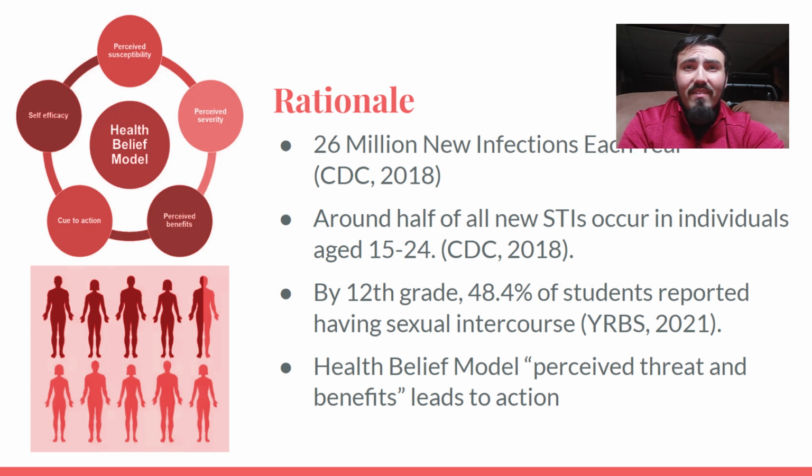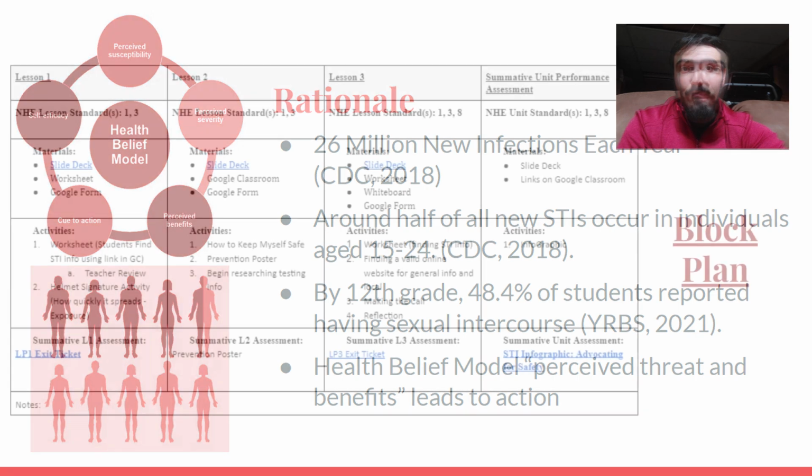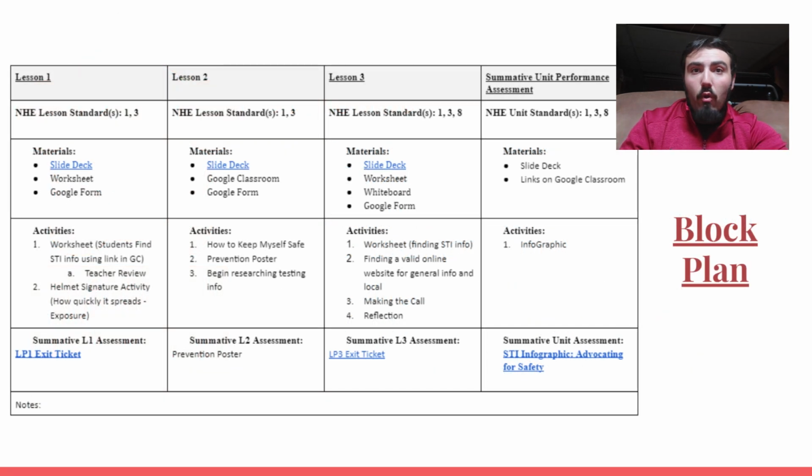This is kind of where the health belief model comes into play. If students don't have a perceived risk with a problem, then they probably aren't going to do everything in their power to protect themselves from that problem. But if they see the risk associated with something like unprotected sex, then they're probably going to try to take action and help protect themselves from that disease. For this unit, I wanted to specifically focus on prevention and testing.